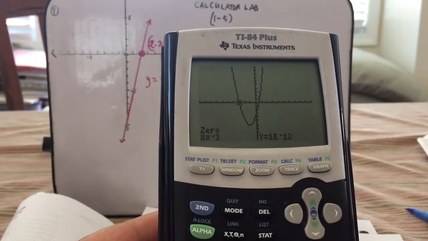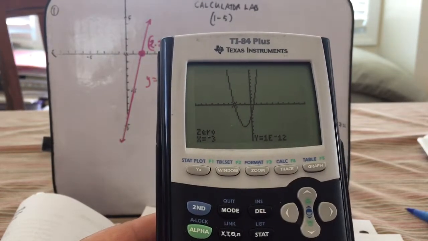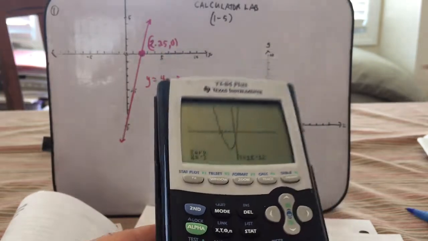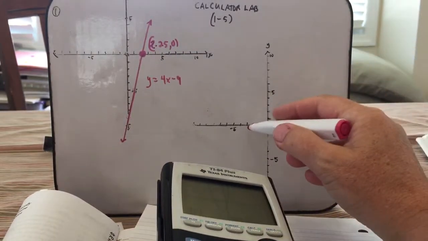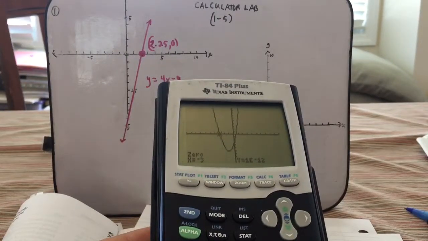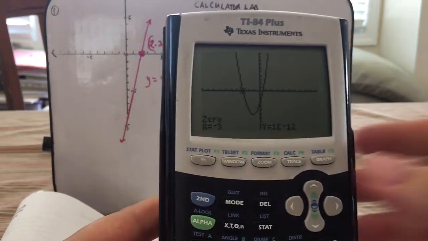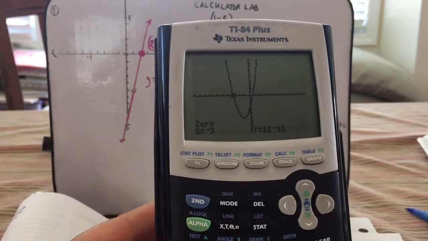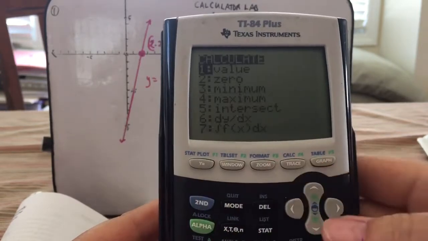So -3, 0 is one of my zeros, one of the solutions here. So I'm going to graph that. -3, 0 is right there. Okay. Neat. All right, let's try the second solution, which of course, second calc.